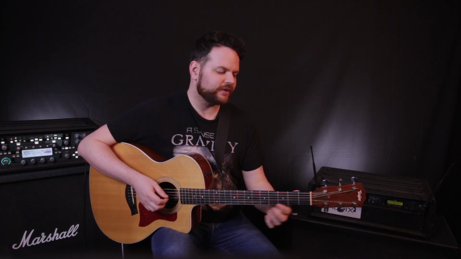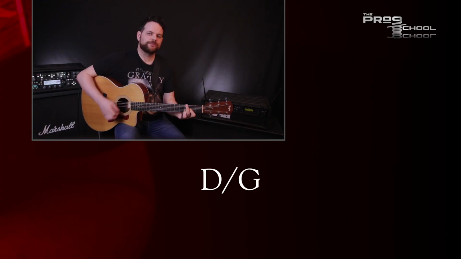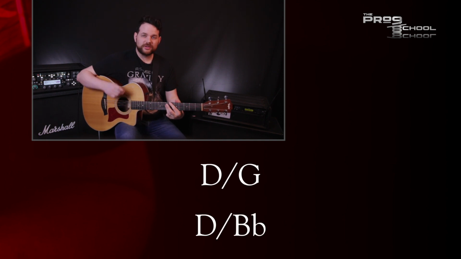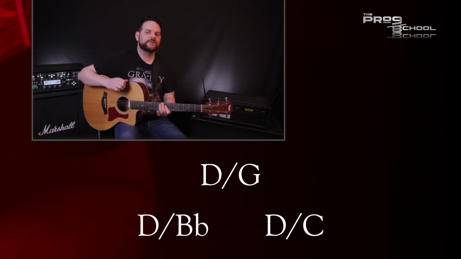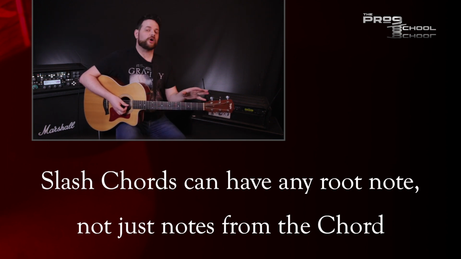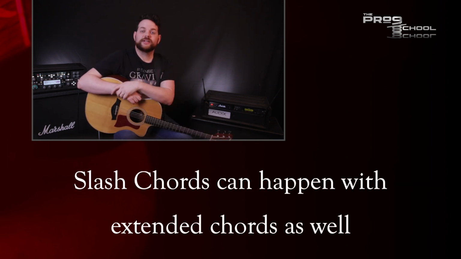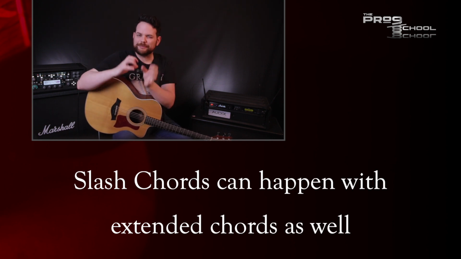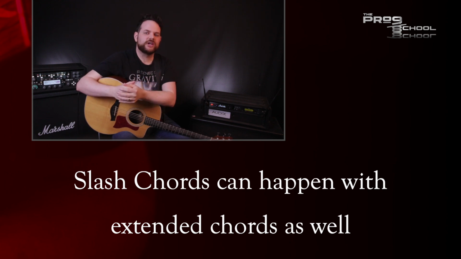I can put any note in the bass while keeping the same chord above. D over G, for example, or D over B flat, or D over C. These are all still slash chords, but they aren't inversions because the bass notes aren't part of the D major chord. Slash chords can be done with any extended chord as well. I'm focusing on basic major and minor triads as I think that's the best place to start to get a handle on these, but you can have slash chords with major 7 chords or dominant 13 chords or minor major 7 chords, any type of extended chord.